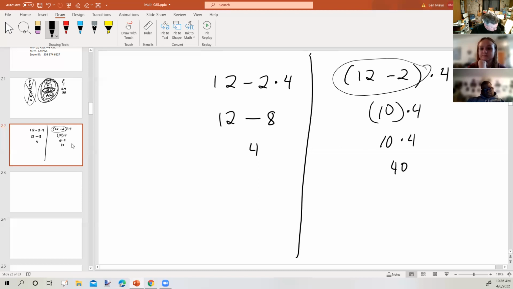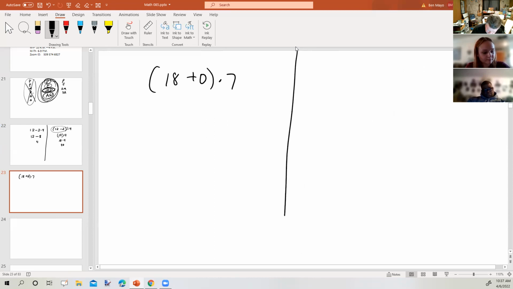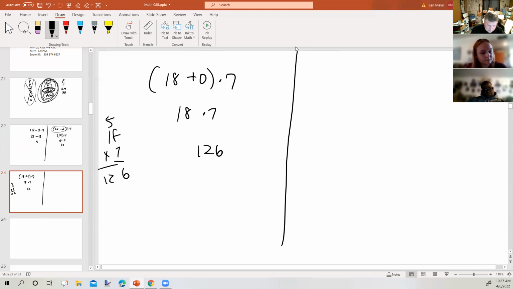All righty, let's see here. How about this one? 18 plus 0 times 7. Again, we would do what's in parentheses first. What's 18 plus 0? Well, it's just 18. 18 times 7, let's see, that's a big number. 7 times 8 is 56. Carry the 5, 7, 1, 26.